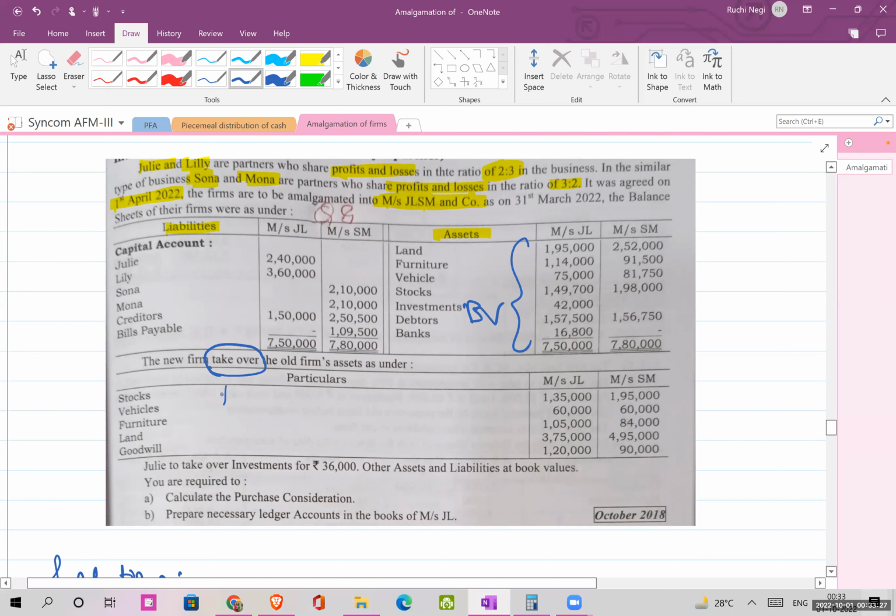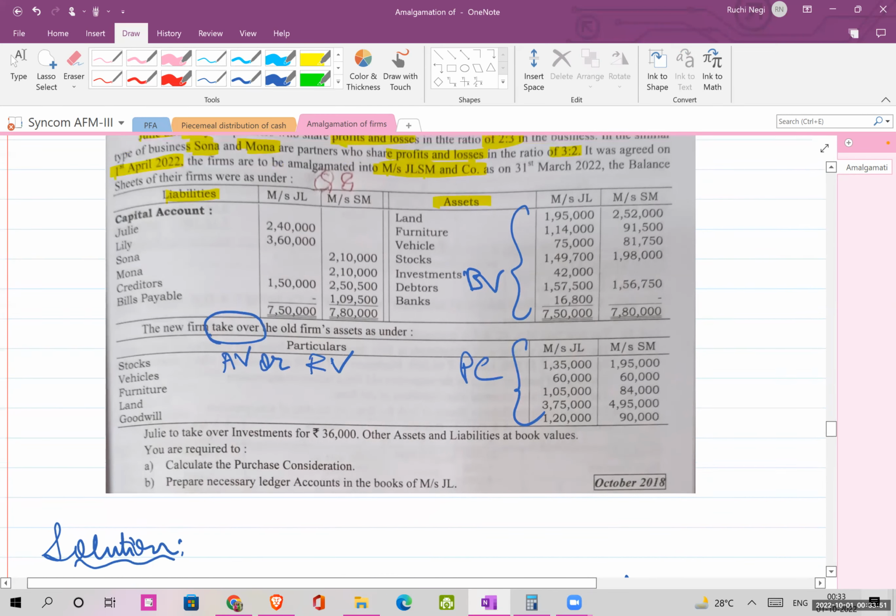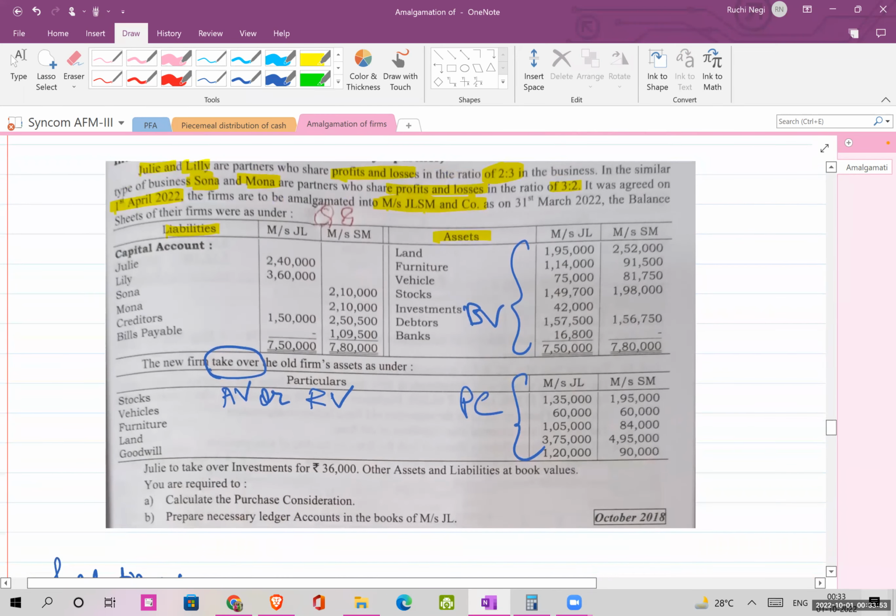तो take over means agreed value, or it is also known as revised value. Okay. When the new firm takes over the assets, then it is called agreed value or the revised value. ठीक है. तो जब आप PC calculate करोगे तो ये चीजें consideration में आएंगी. ठीक है. So Julie, मतलब ये वाला firm.